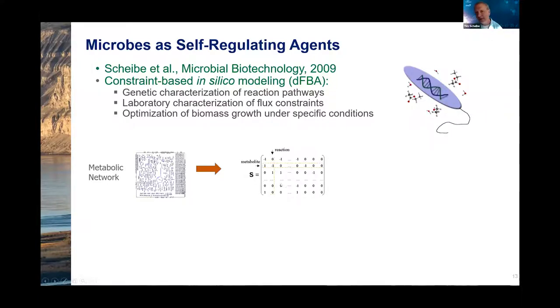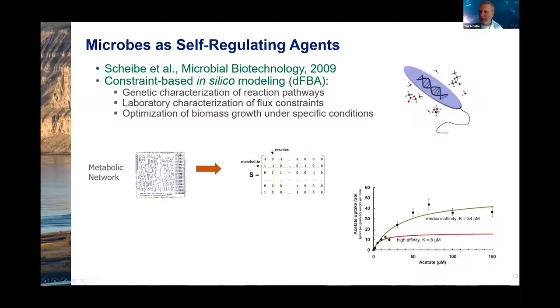And that metabolic network can then be represented as a stoichiometric matrix, which in turn can be subjected to flux constraints. In our case, we used flux constraints based on uptake of three key constituents: acetate, iron, and ammonium. These were measured in the laboratory and fitted to Michaelis-Menten type models. Those flux constraints were then used to solve the dynamic flux balance analysis, depending on the local concentration of acetate, iron, and ammonium, using dynamic programming methods. The objective function used for those linear programming methods was optimization of biomass growth under the given conditions.